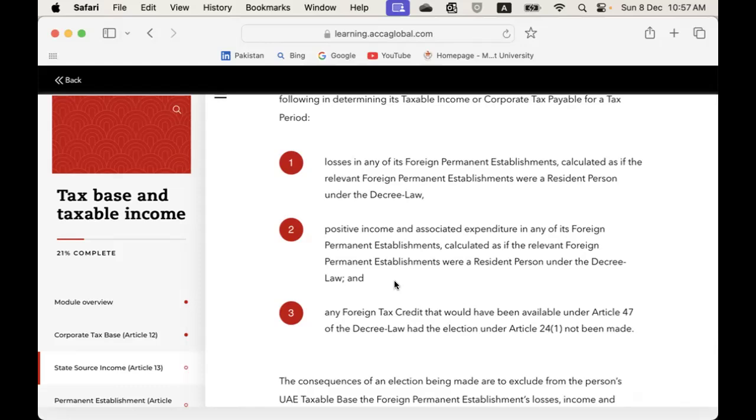So this double tax relief can take either of the two forms as rightly provided by Article 24. The first form is keeping the foreign permanent establishment outside the books, letting them deal directly. That can be provided in the domestic law. It can sometimes be provided in the double tax treaty as well. And the second approach is including all the income in the books of the UAE, but at the same time allowing for a tax credit because you already paid some tax in Oman.